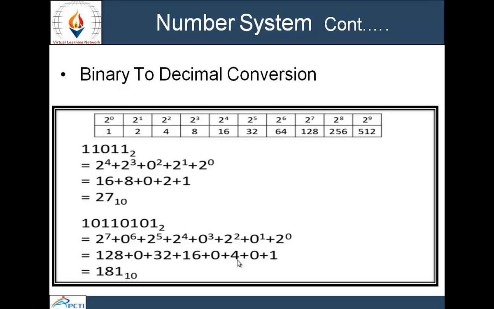To convert binary to decimal, firstly write down the binary number, then list the powers of 2 from right to left. You can see 2 raised to power 0, 2 raised to power 1, then 2 raised to power 2, 2 raised to power 3, 2 raised to power 4. Then write the digits of the binary number below their corresponding powers.